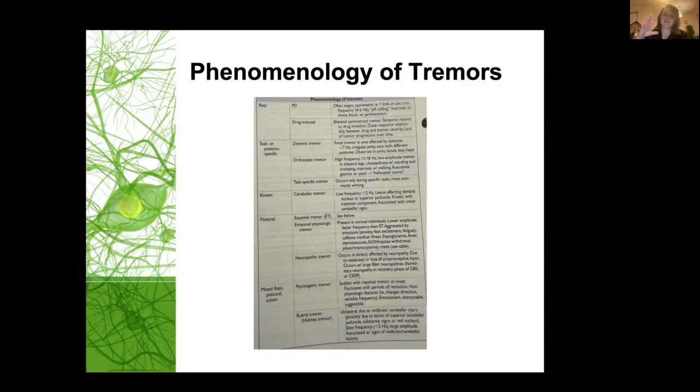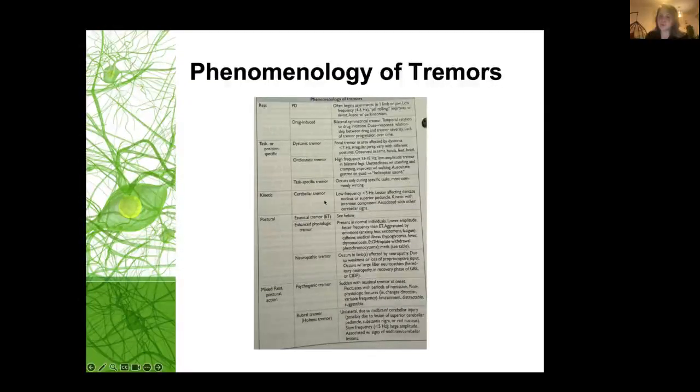Now, this is a table I quite like as well, just because it summarizes very well all the different types of tremors and what you need to consider when you're assessing. So rest usually is a rest tremor. We see it in Parkinson's disease prominently, and it's usually a pill rolling tremor. And it improves with movement. So once you ask them to move, you'll find that it becomes less prominent.